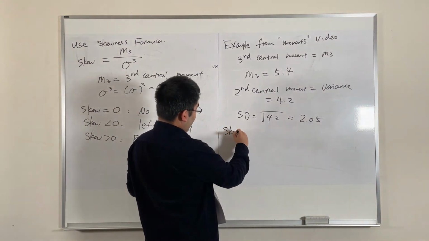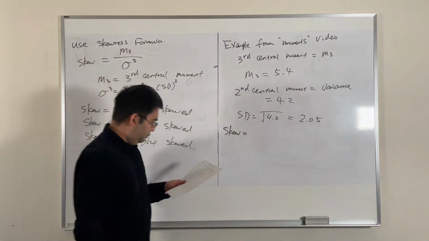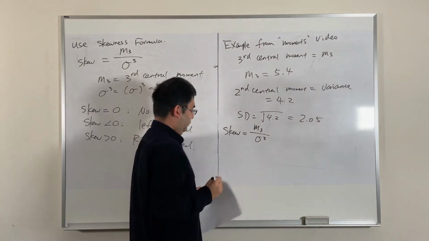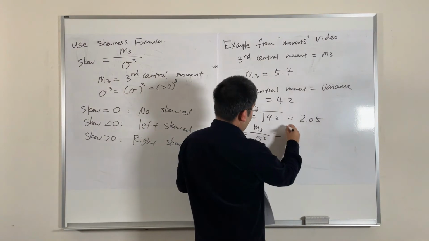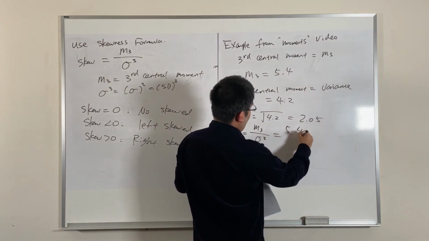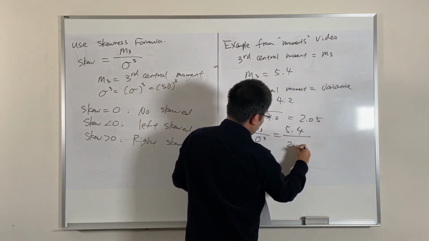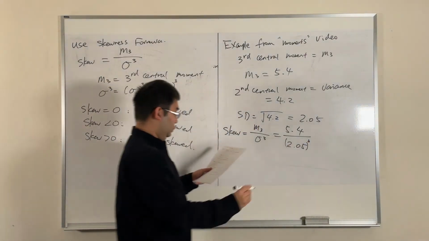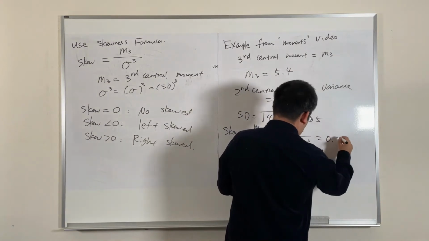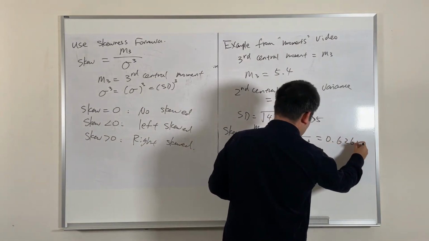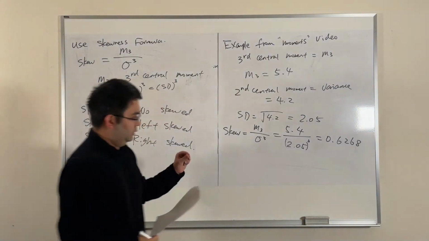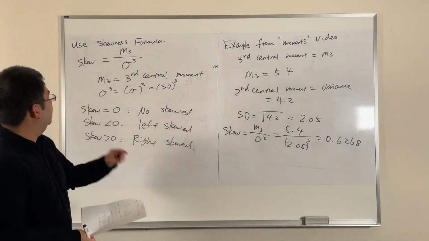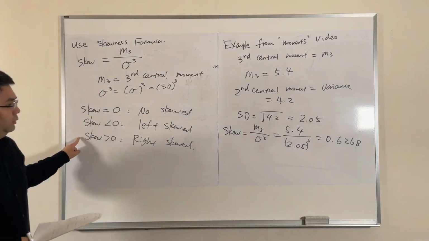So the skew number equals M3 over sigma cubed. That equals 5.4 divided by 2.05 cubed, and that equals 0.6268. This is our skewness index, or the number we get from the formula. Now we're going to compare it to this one.